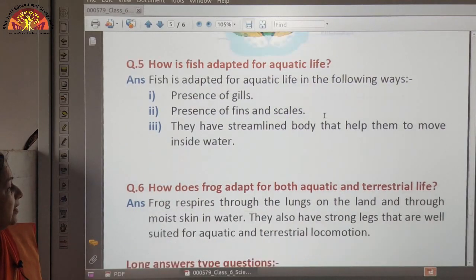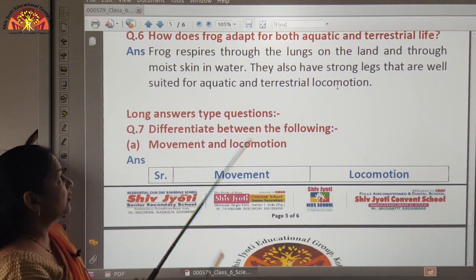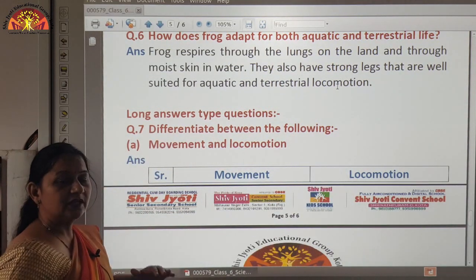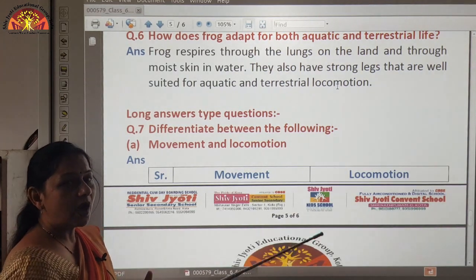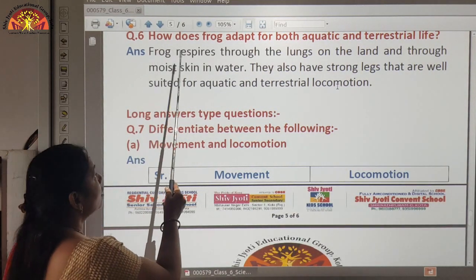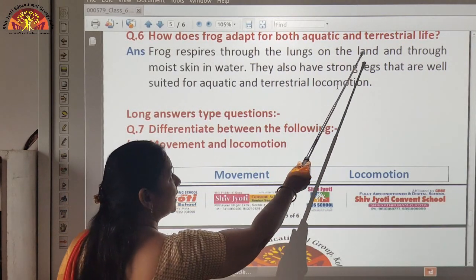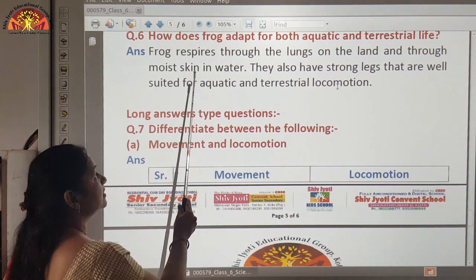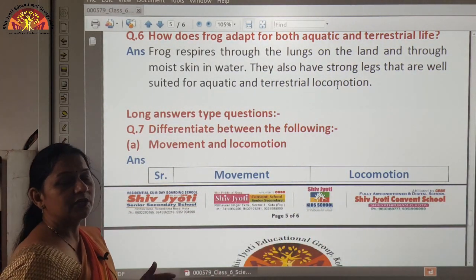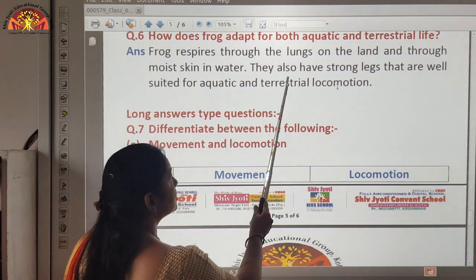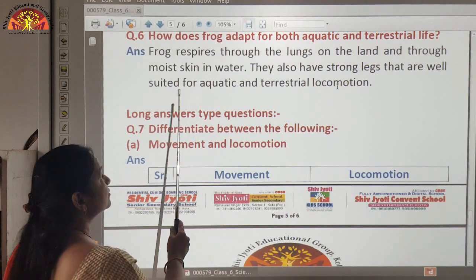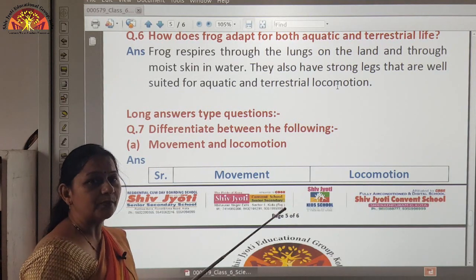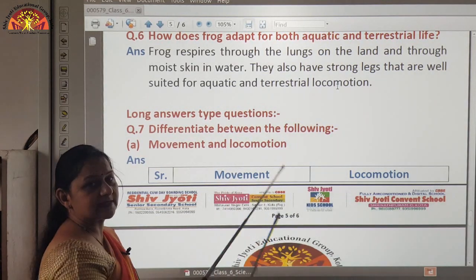Then, how does a frog adapt for both aquatic and terrestrial life? Now, frogs live both on land and in water. So, how is their body adapted? A frog respires through the lungs on land. When it is on land, it breathes through its lungs, but when it is in water, it breathes through its moist skin. They also have strong legs that are well suited for aquatic and terrestrial locomotion. To move on land and to hop in water, they have strong legs.